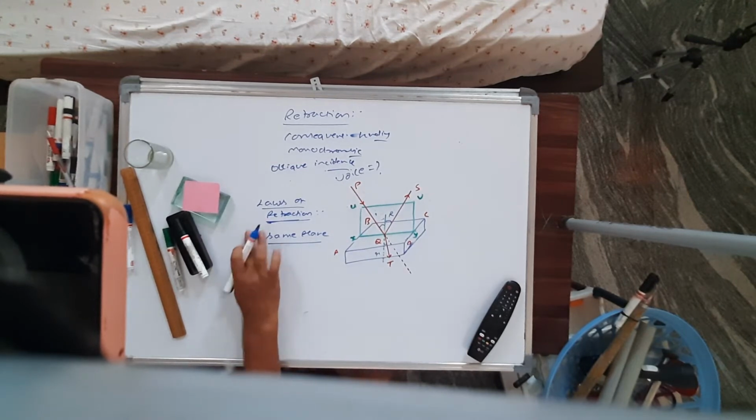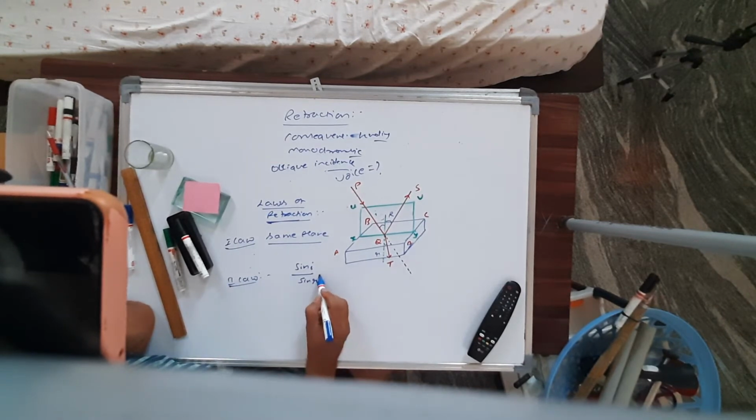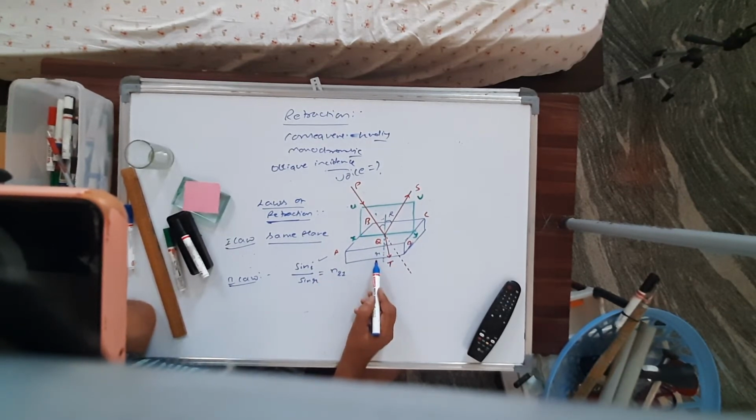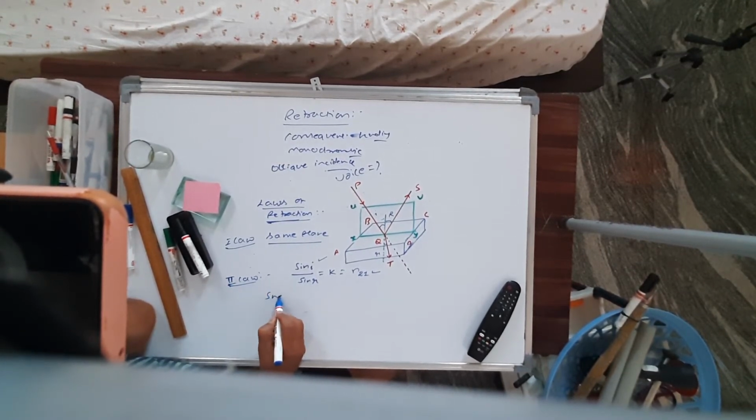The second law is like this. For a given pair of media, the ratio of the sine of angle of incidence to the sine of angle of refraction is constant. And this constant is called the refractive index of medium 2 with respect to medium 1. Please remember, the second law is also popularly called Snell's law.